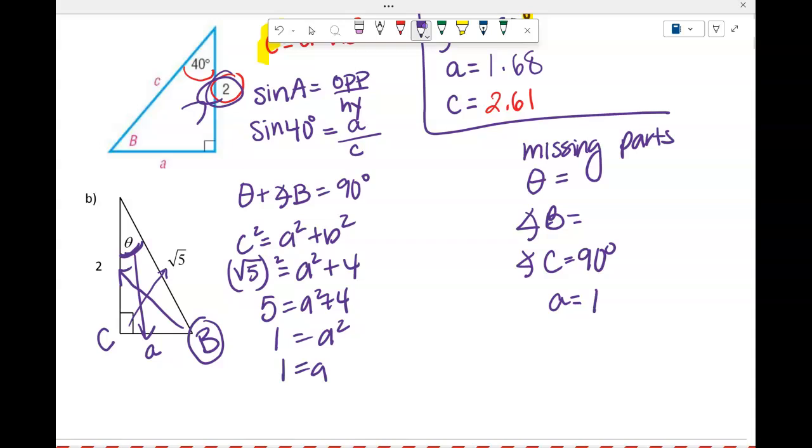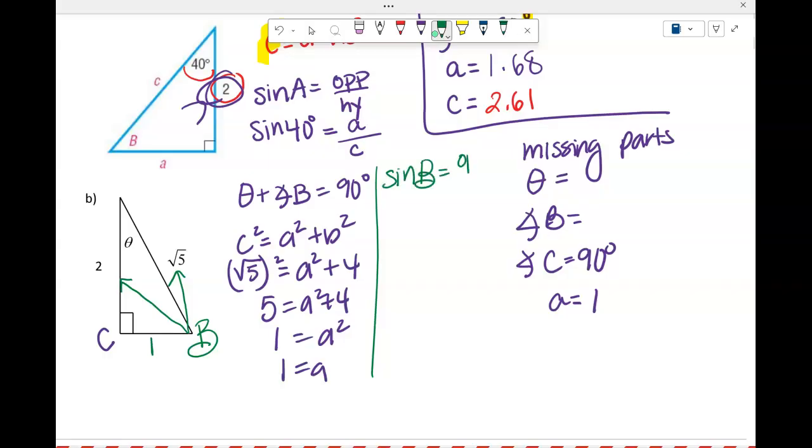Now we just need to find the angle theta or angle B, whichever one you want to find first is totally okay. So if we want to find angle B, we currently have this side is 1. You can use multiple things, and no, you don't have to use the same one I'm using. I currently have, guys, the opposite leg and hypotenuse. So I can technically use sine, okay? So sine of angle B is opposite over hypotenuse. So sine of angle B, opposite leg is 2, hypotenuse is root 5.